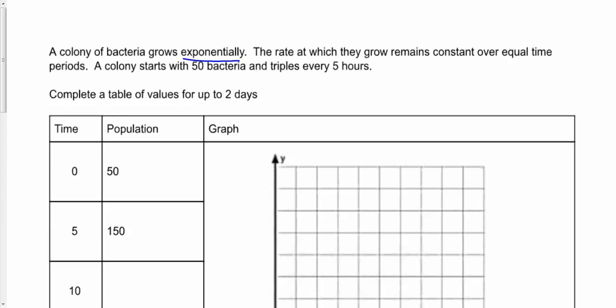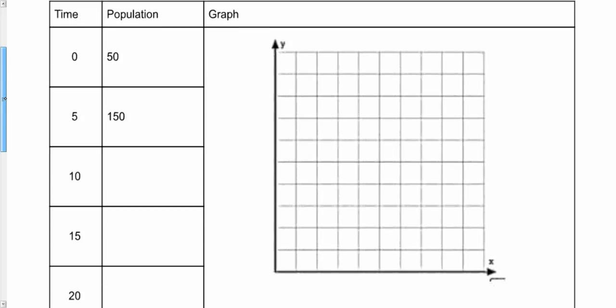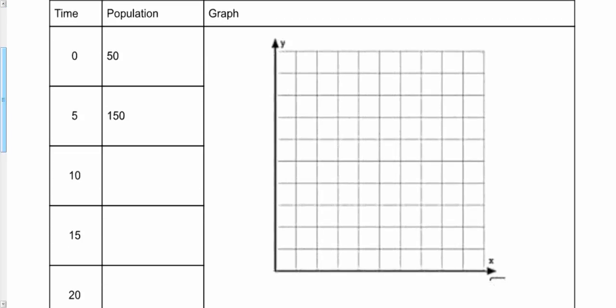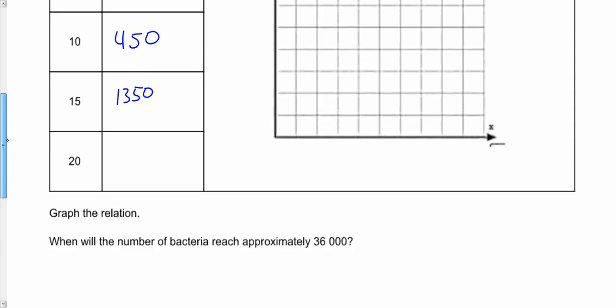And the colony starts off with 50 bacteria and triples every 5 hours. Okay, so we know that the starting value is going to be 50. So 5 hours after that, the colony has increased by a factor of 3, and so now it's 150. So 5 hours later, it's going to triple again, and it's going to go to 450. 5 hours later, it will triple again to 1350.